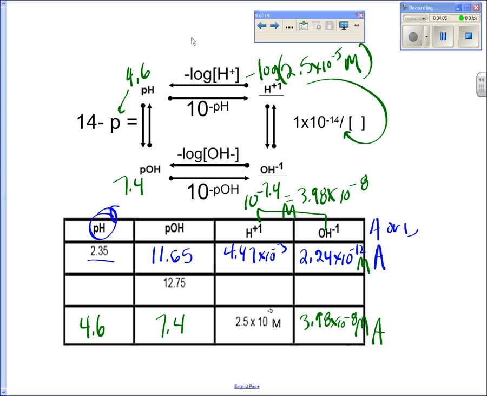And so I know that this is 12.75. Subtract it from 14, 1.25. If I do 10 to the negative that, it's going to give me 0.056 molarity for my H plus, and my OH minus is going to be 1.78 times 10 to the negative 13. How did I know it was 13? Because this is 12.75, and so it's always the next one up that is going to be your exponent. So that's the basics, excuse the pun, for acids and bases of doing pH problems.